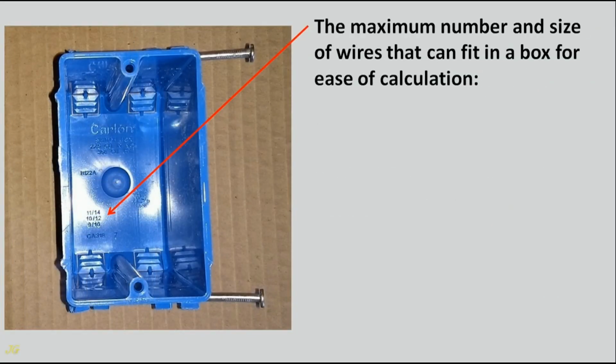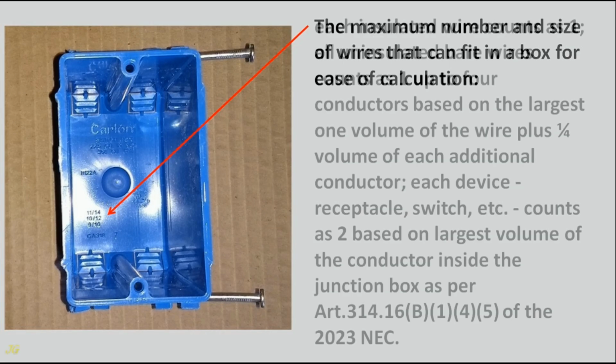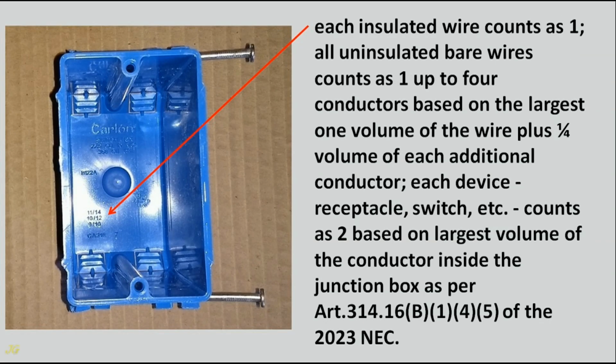The maximum number and size of wires that can fit in a box, for ease of calculation. Each insulated wire counts as 1. All uninsulated bare wires count as 1 up to 4 conductors, based on the largest 1 volume of the wire, plus 1/4 volume of each additional conductor. Each device, receptacle, switch, etc., counts as 2 based on the largest volume of the conductor inside the junction box as per Article 314.16(B)(1), (4), (5) of the 2023 NEC.